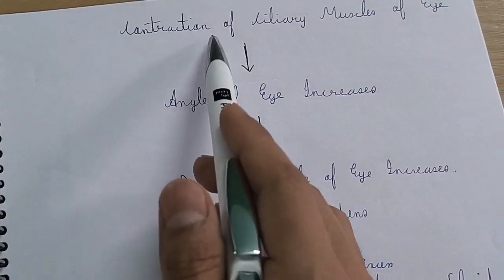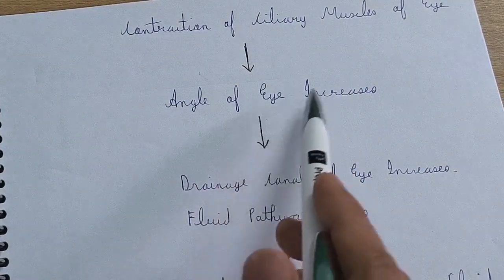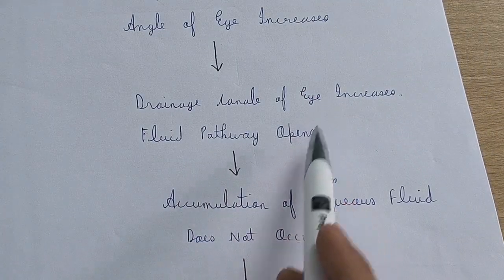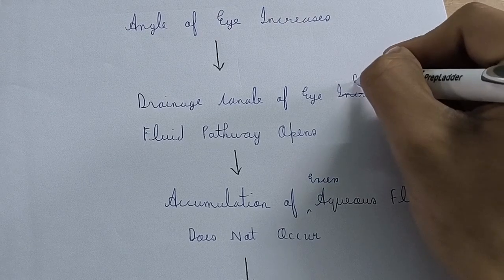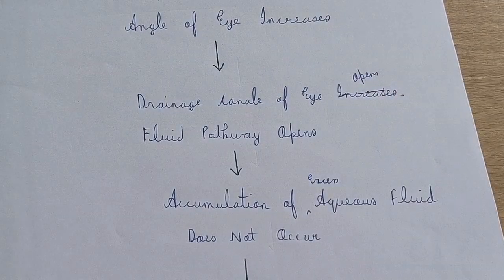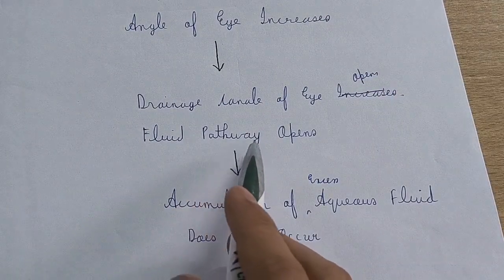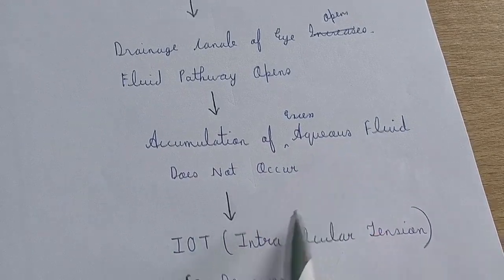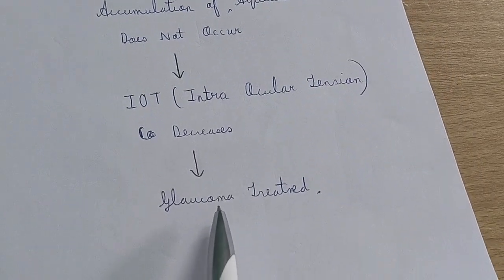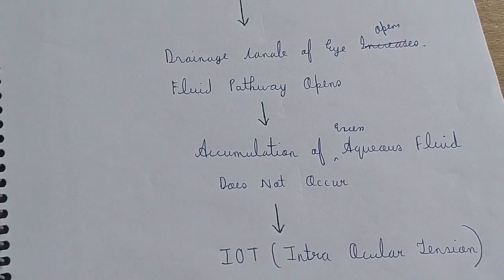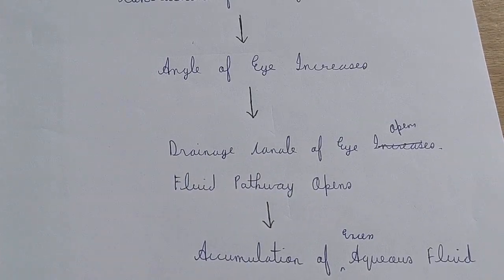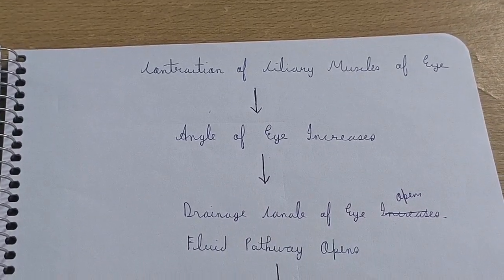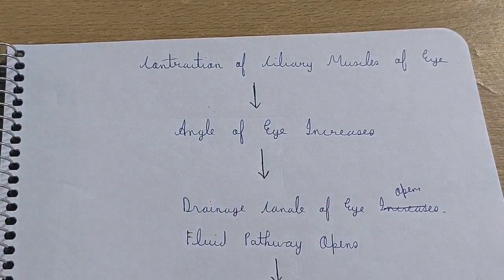So, a contraction of the ciliary muscles. Due to this contraction, the angle of the eye increases. Therefore the drainage canal of the eye opens. Due to this, the fluid pathway for aqueous fluid also opens, and excess accumulation of aqueous fluid does not occur. IOT decreases, and glaucoma is treated. So this is the main concept of how pilocarpine treats glaucoma: the main point is the contraction of the ciliary muscles of the eye.